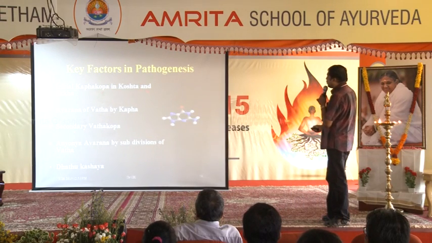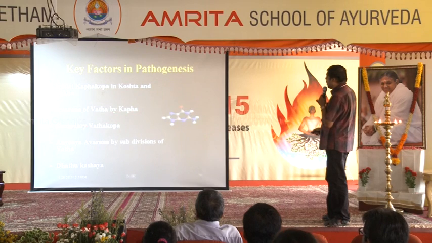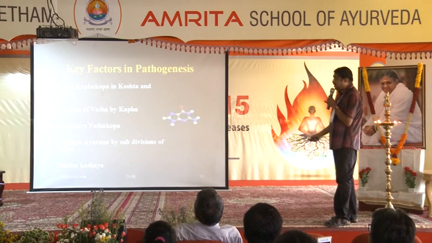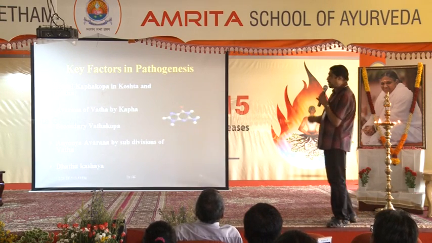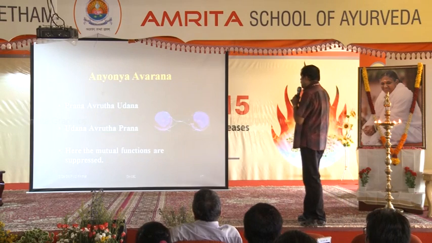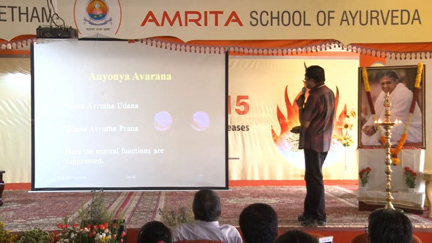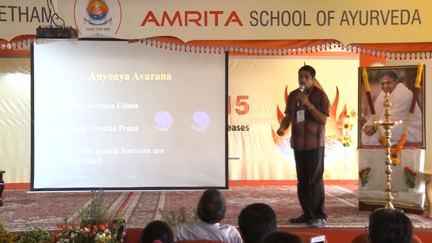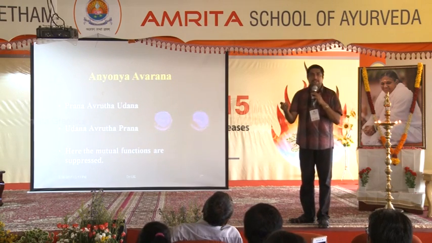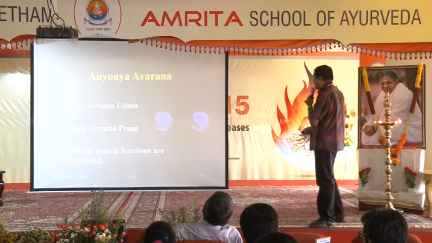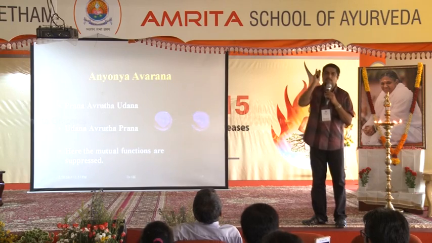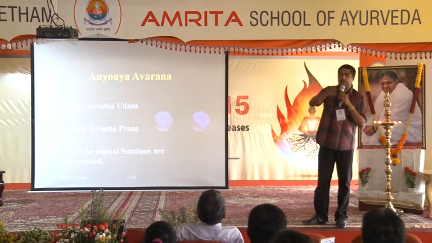Initial kapha kopa in koshta, avarana vata by kapha, secondary vata kopa, anyonya avarana by subdivisions of vata, and dhatvashraya. This was the discussed pathogenesis as per Ayurveda. Next. Anyonya: Prana avrita Udana, Udana avrita Prana. Here the mutual functions are suppressed. One will inhibit the other, will inhibit vata, so you are getting anyonya avarana. That is why vaksanga, shtivana, nishvasa, anna pravesana was affected. Prana and Udana are doing all these functions.